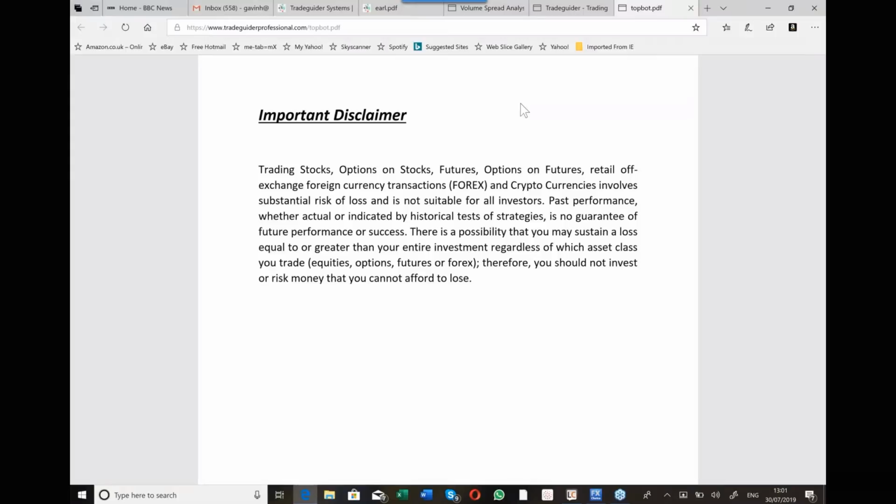Past performance, whether actual or indicated by historical tests of strategies, is no guarantee of future performance or success. There is a possibility that you may sustain a loss equal to or greater than your entire investment, regardless of which asset class you trade: equities, options, futures or forex. Therefore, you should not invest or risk money that you cannot afford to lose. And that's a very key part of trading.